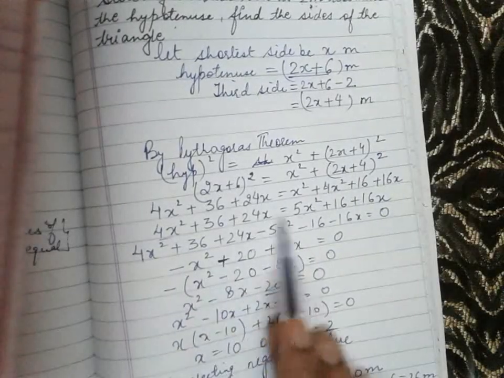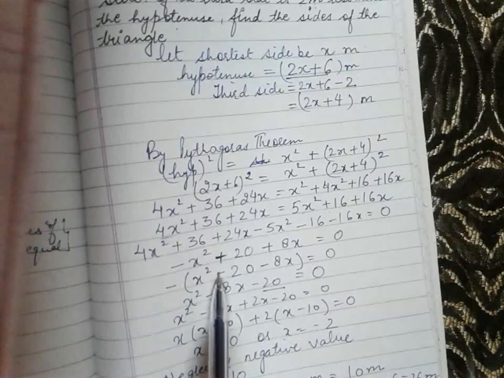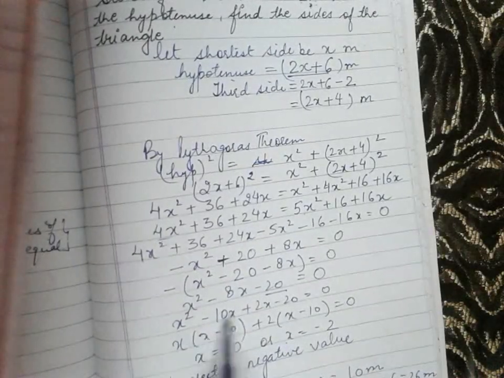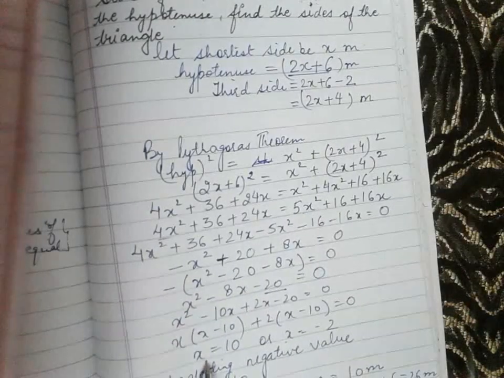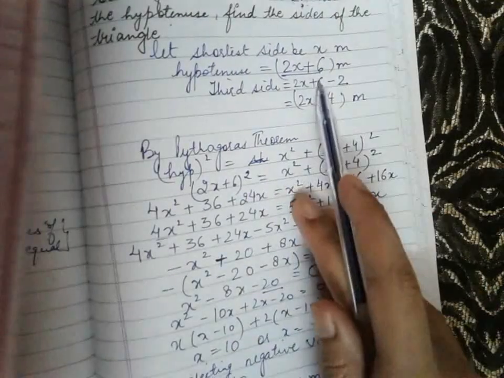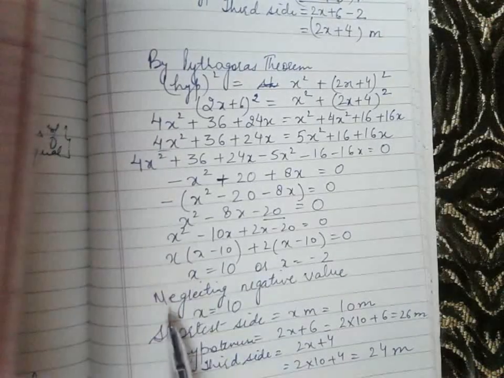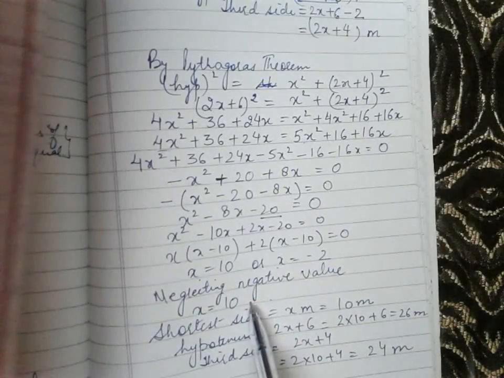Now this is a quadratic equation. You have already learned how to solve it. We will look for factors of 20 such that their difference is 8. Factors I have got are 10 and 2. On solving, I have got x is equal to 10 or x is equal to minus 2. But x is the shortest side and a side can never be negative. So we will write, neglecting the negative value, x is equal to 10.